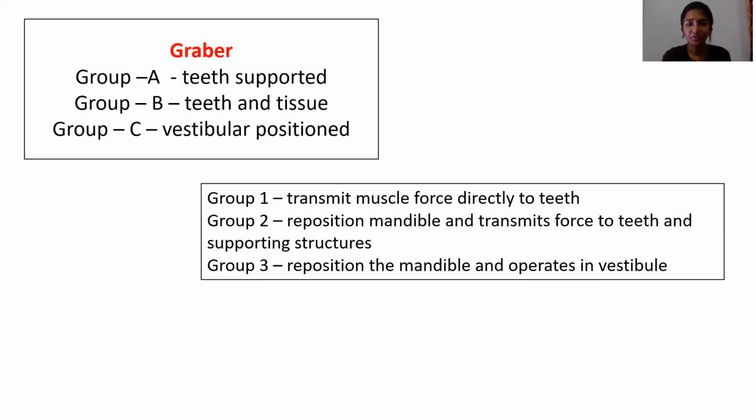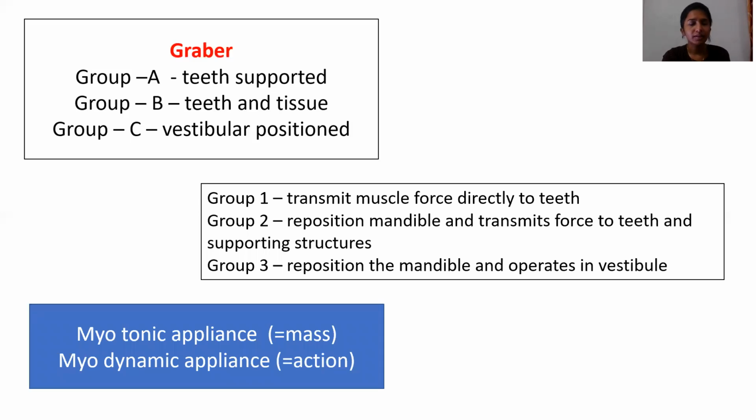And Group 1, 2, and 3. Group 1 are appliances which transmit muscle forces directly to the teeth. Group 2 are those which reposition the mandible and transmit the forces to the teeth as well as the supporting structures. And Group 3 are those which reposition the mandible and operate in the vestibule. Apart from that, the other classification is myotonic and myodynamic appliances. Myotonic are those appliances which depend on the muscle mass for their action, and myodynamic are appliances which depend on the muscle action.